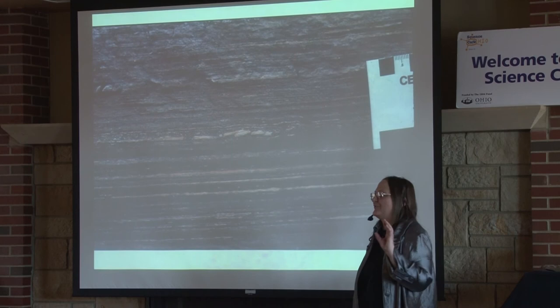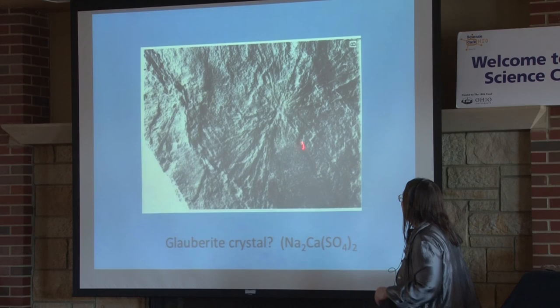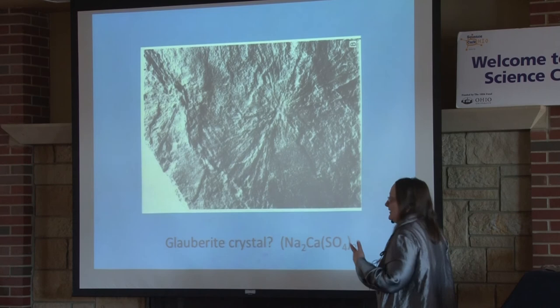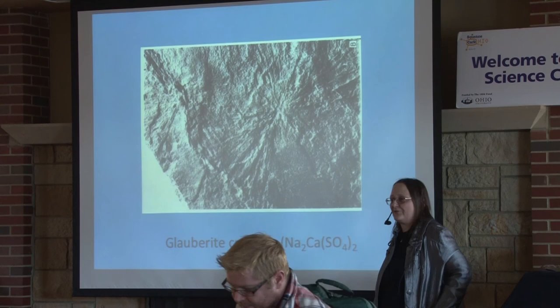In some of these places, we try to find impressions of these salts. We don't know exactly what this is. I have no idea. We're guessing it's something called globerite. And there's a chemical equation for everybody, okay? Could be.